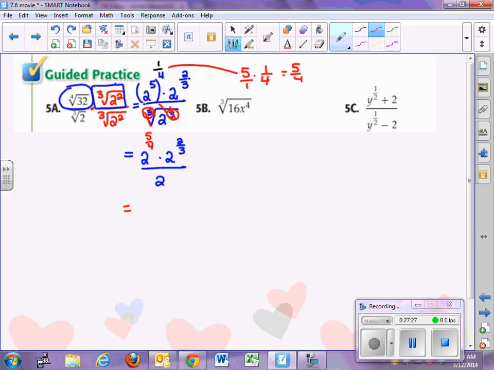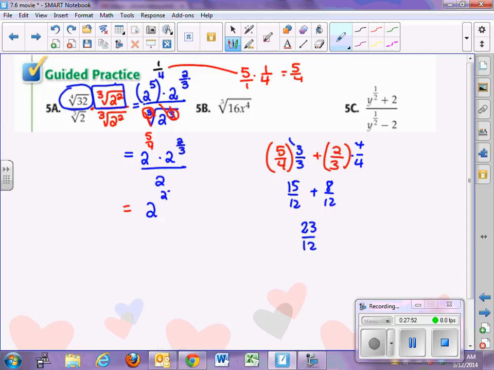So now we add the exponents on the top. 5/4 plus 2/3. We need a common denominator. We'll bring them up to 12. So we have to multiply this by 3 over 3 and 4 over 4. So we get 15/12 plus 8/12, which is 23/12. So on the top, we have 2 to the 23/12. On the bottom, we just have 2.